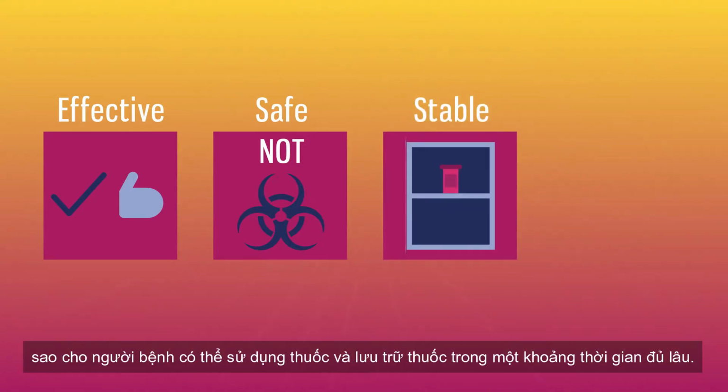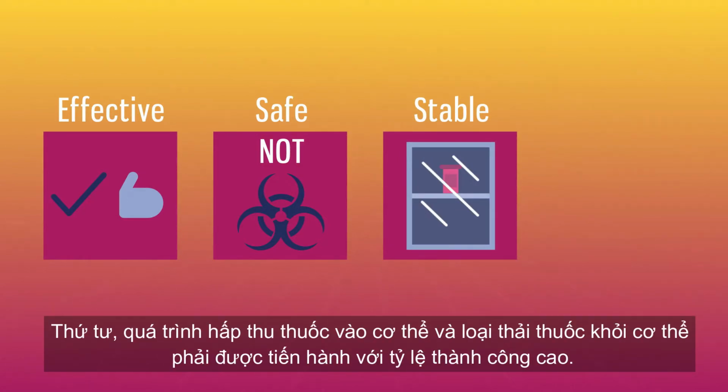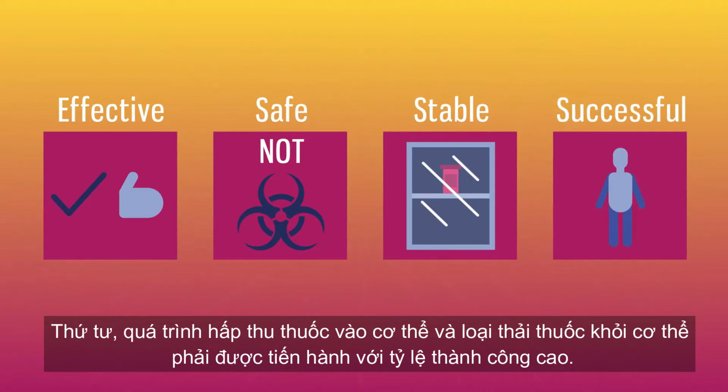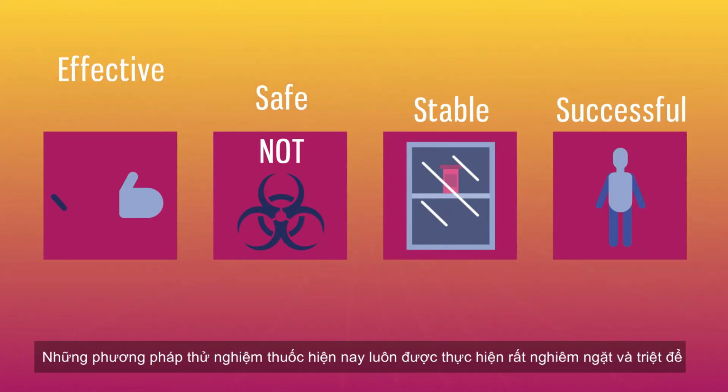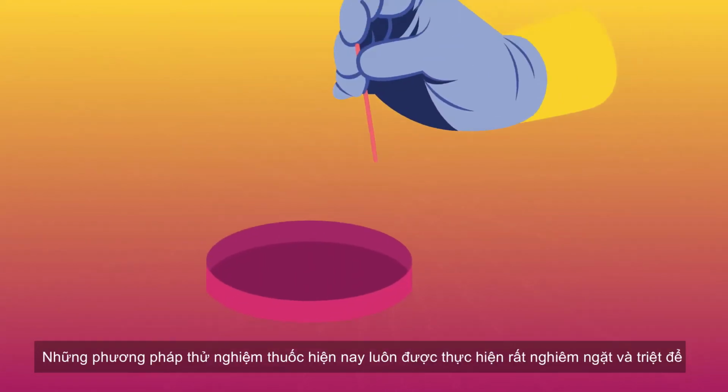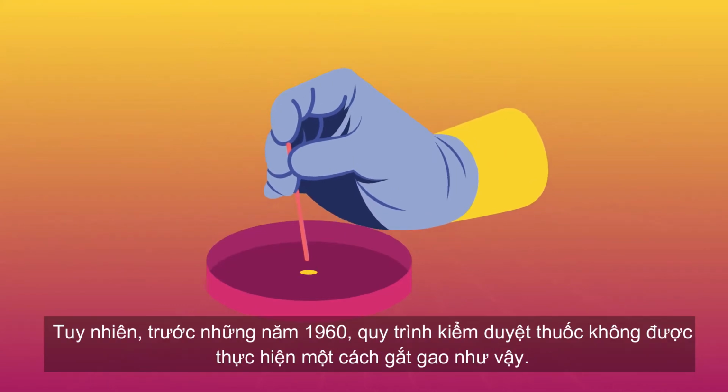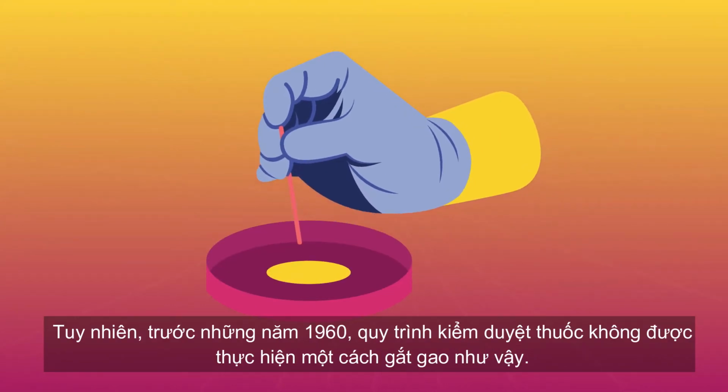You must be able to use the medicine under normal conditions and store it for some time. And it must be successfully taken into and removed from your body. It must reach its target and be cleared from your system once it's done its work. Current drug testing procedures are very strict and thorough, but they haven't always been so rigorously tested.